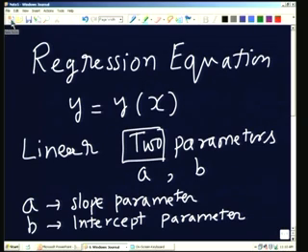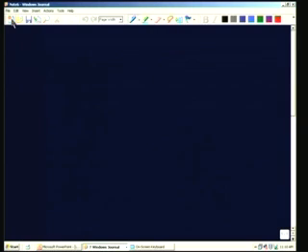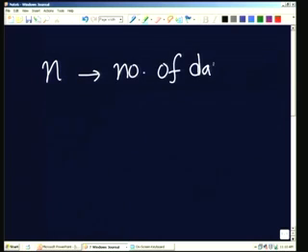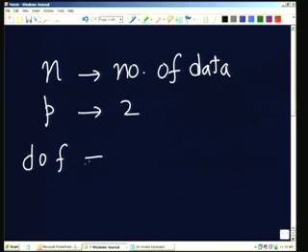And what does this mean in terms of the regression? Suppose the number of data is n, number of data is n, parameters is 2. So, you see the degree of freedom is equal to n minus p, which is equal to n minus 2.